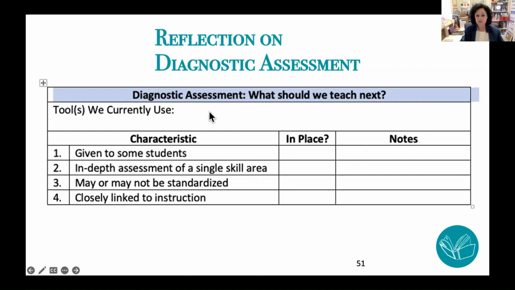I expect from past experience, many of you don't have anything to write in here. When I work with teachers, this is what they often tell me, that they may have screening in place, but they don't have diagnostic tools, or they're using something informal, or something that's not going to really give them the information that they need, like a running record, for example, that doesn't fit these characteristics.